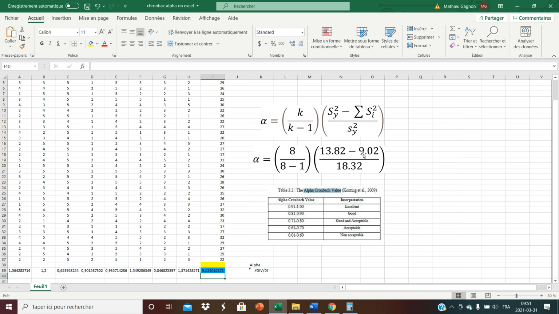Donc ça, c'est parce que je l'avais calculé d'avance. Donc mon 9.02, il vient de là. C'est la somme des variances pour chacun des items.